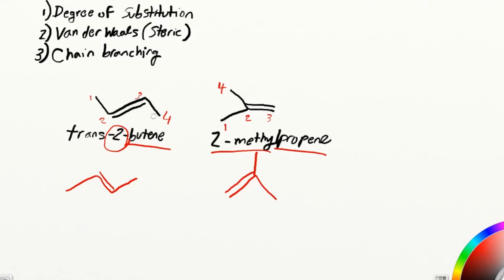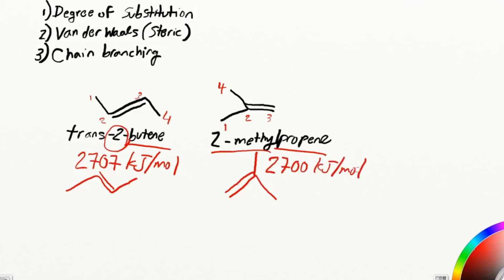But going on to the rule, the more branched molecule tends to have greater stability, which is why in this example, the trans-2-butene actually has a higher heat of combustion. The heat of combustion for trans-2-butene is 2,707 kilojoules a mole, whereas the heat of combustion for 2-methylpropene is 2,700 kilojoules a mole. So the 2-methylpropene is more stable than the trans-2-butene.